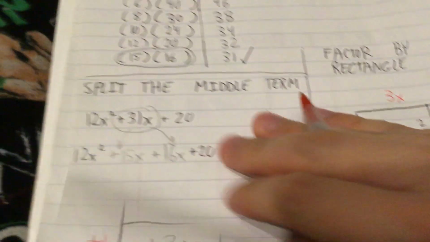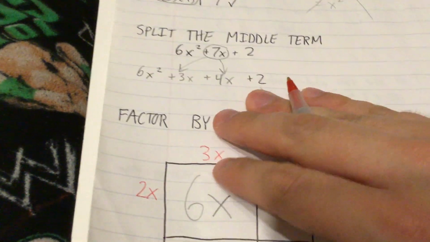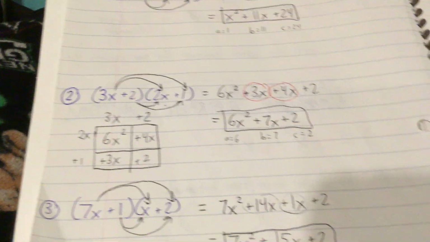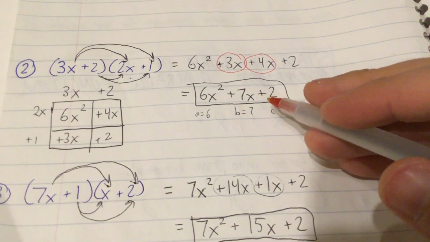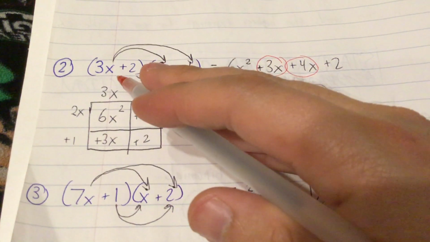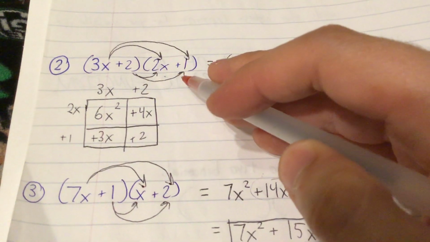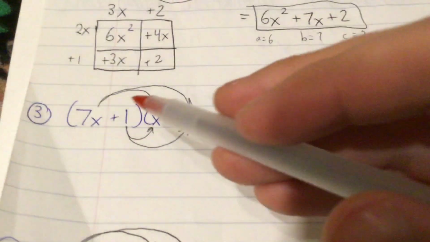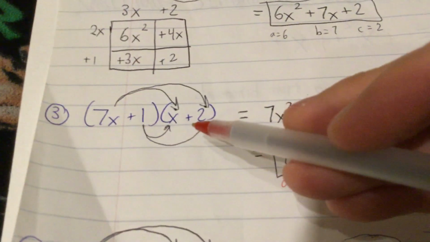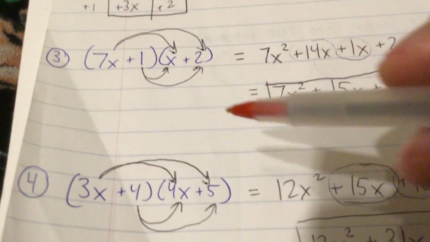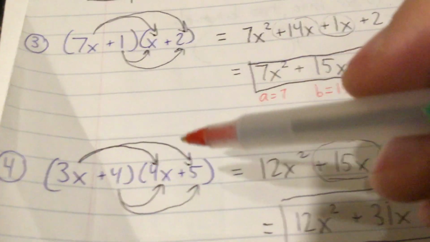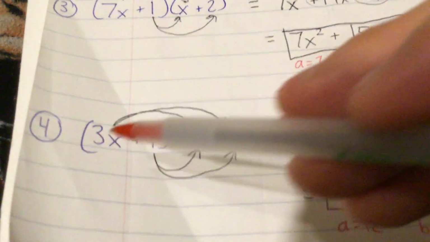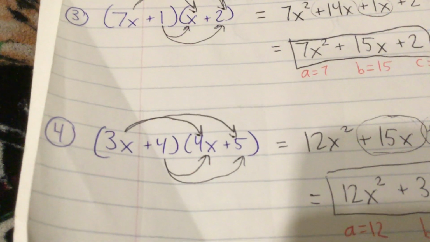And just to show you, let's go back to the 3 problems that we did. We got 6x squared plus 7x plus 2 could be factored into 3x plus 2 times 2x plus 1. We got 7x squared plus 15x plus 2 could be factored into 7x plus 1 times x plus 2. And finally, 12x squared plus 31x plus 20 could be factored into 3x plus 4 times 4x plus 5.